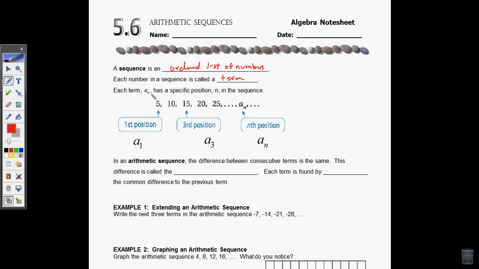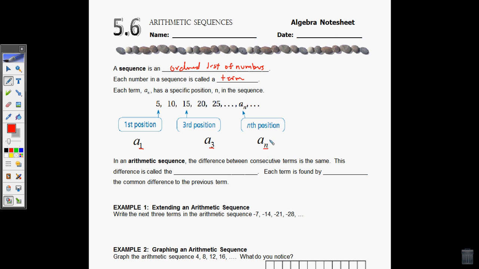Each a sub n has a specific position n in the sequence. Okay, so this is where a little bit of notation becomes weird. We consider each term in the sequence to be an a, right? And then the little subscript number here tells me which term it is. Is it the first term? Is it the third term? Or is it up to the nth term? Nth term meaning it could be any number. It just goes on and on and on forever.